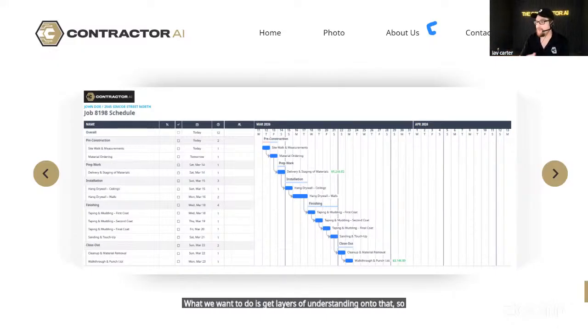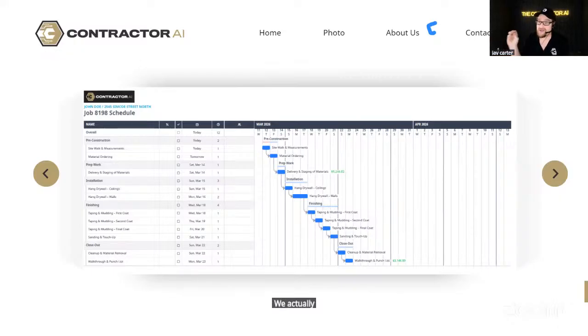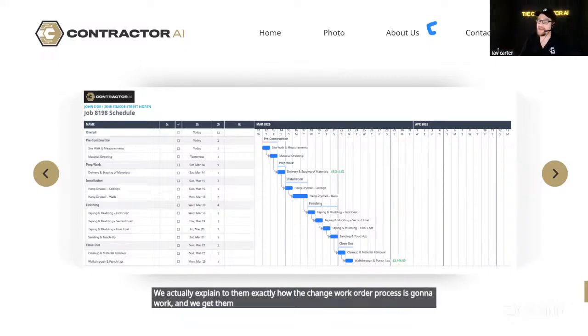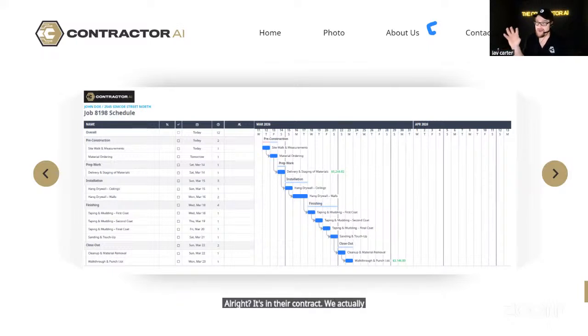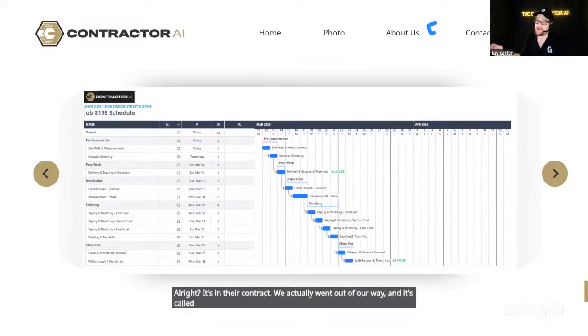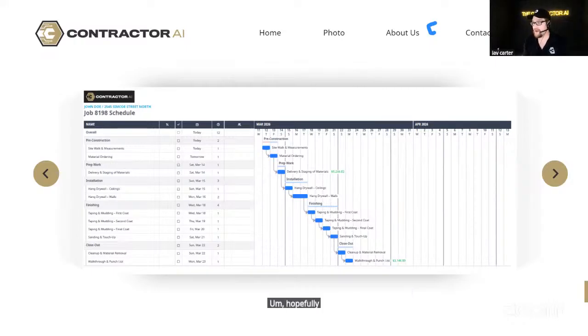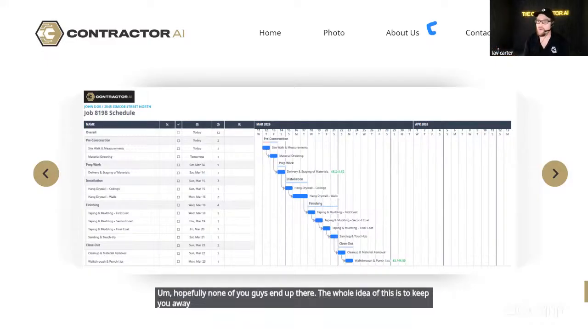So again, why do I recommend we have a pre-conference before the job starts? We actually explain to them exactly how the change work order process is going to work, and we get them to sign off on that again for a second time. It's in their contract. We actually went out of our way, and it's called due diligence. A lot of times in court, hopefully none of you guys end up there, the whole idea of this is to keep you away from going to court. The only one that wins there is the lawyers.